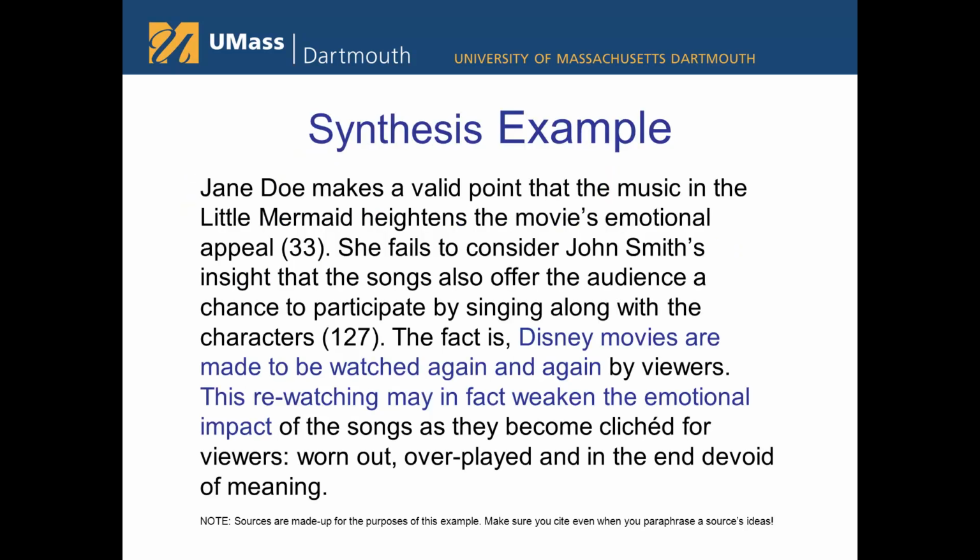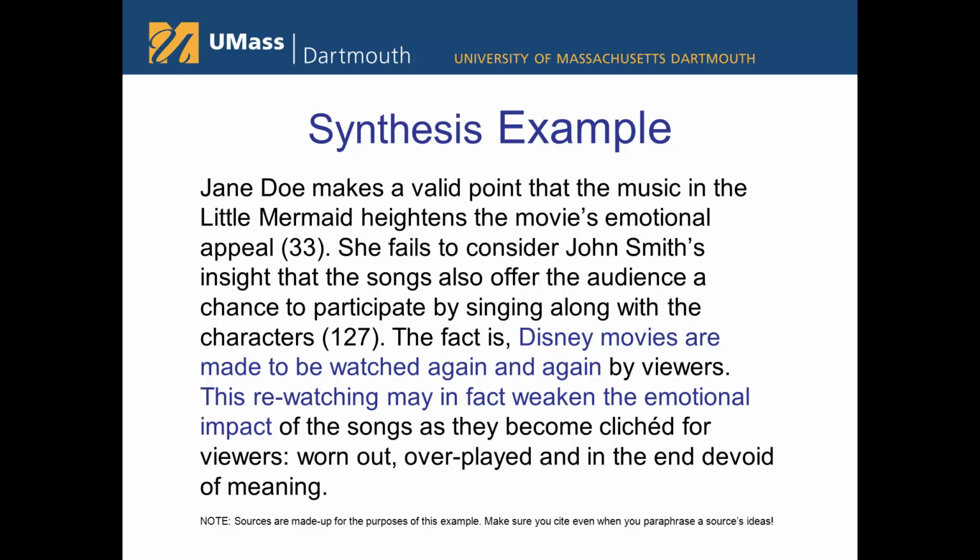Let's look at the sample. Jane Doe makes a valid point that the music in The Little Mermaid heightens the movie's emotional appeal. She fails to consider John Smith's insight that the songs also offer the audience a chance to participate by singing along with the characters. The fact is, Disney movies are made to be watched again and again by viewers. This rewatching may in fact weaken the emotional impact of the songs as they become cliched for viewers, worn out, overplayed, and in the end, devoid of meaning.